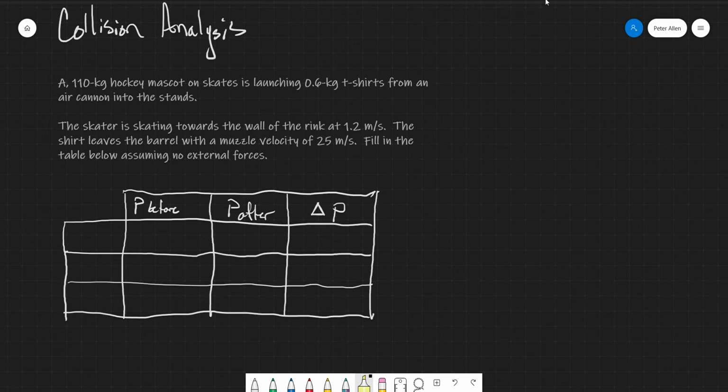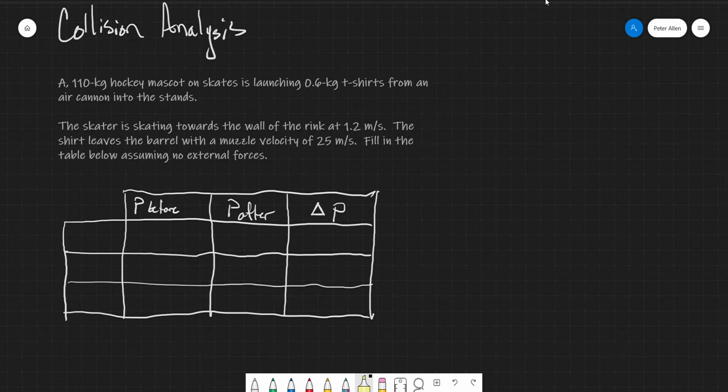Okay, we're going to do what's called a collision analysis with the next couple of pages, and I created a new situation that's different from the ones in your packet to help you solve this, to give you an example of how to solve one of these things.